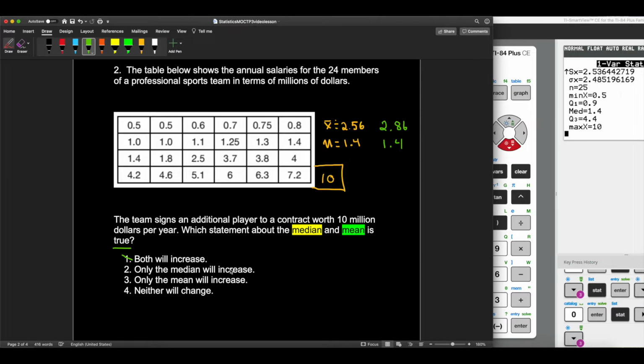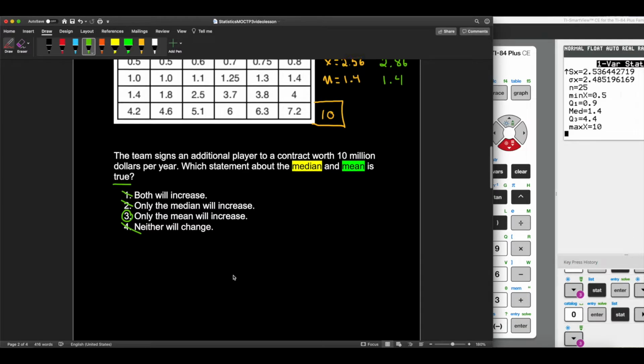Only the median will increase. Well, we look at the medians. They are the same. Not true. Only the mean will increase. 2.56, 2.86. That is true. And then neither will change. That is not true. So once again, goes in the calculator, compare your information, and that's how you do it on the Regents, guys. It won't get harder than that. Let's look at another one.